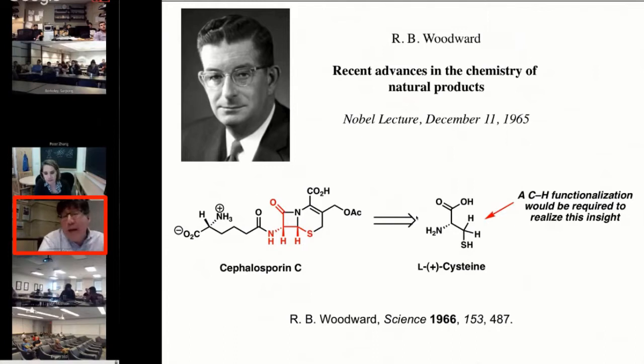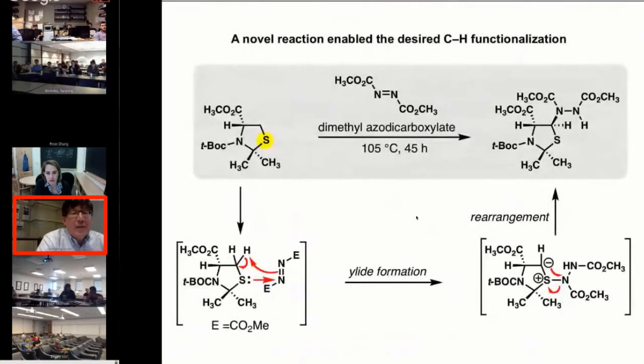But to do that, they would need to functionalize the least activated position in the cysteine molecule, which was the CH2, right? So rather challenging. Next slide. So what they did is they took cysteine and they converted cysteine into a rather rigid molecular context.